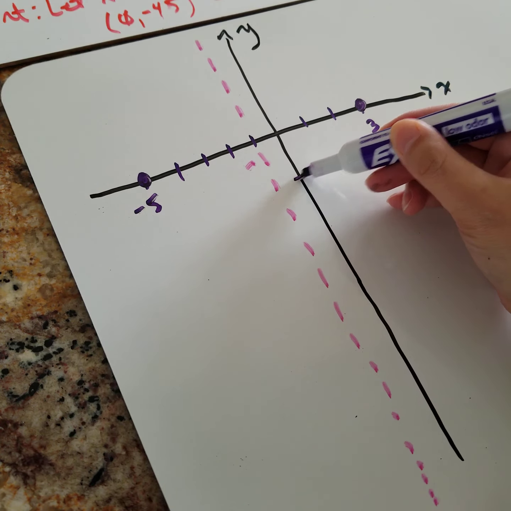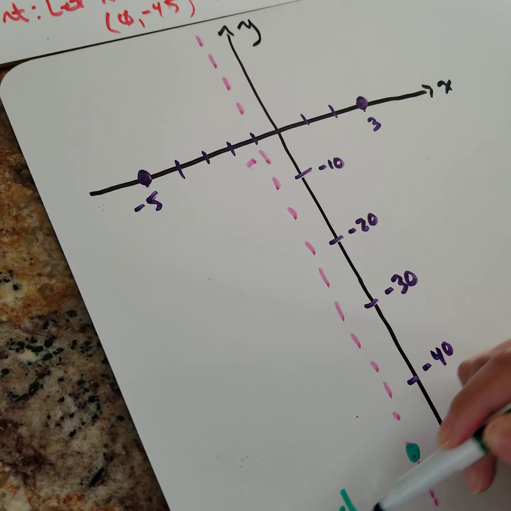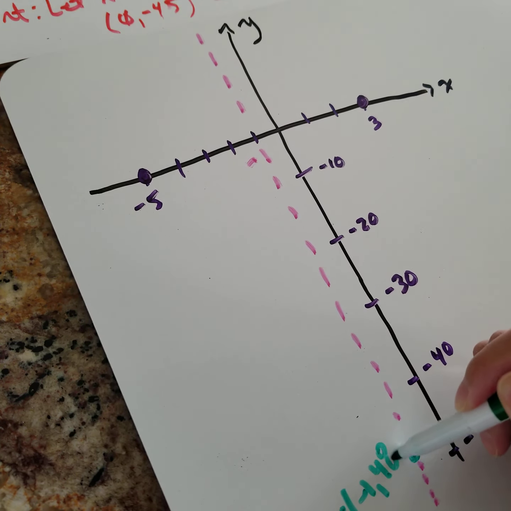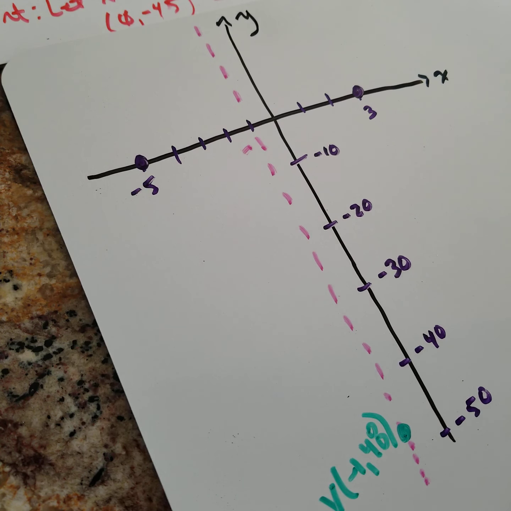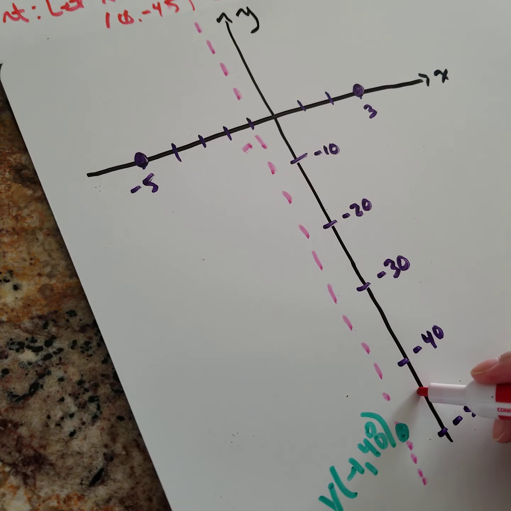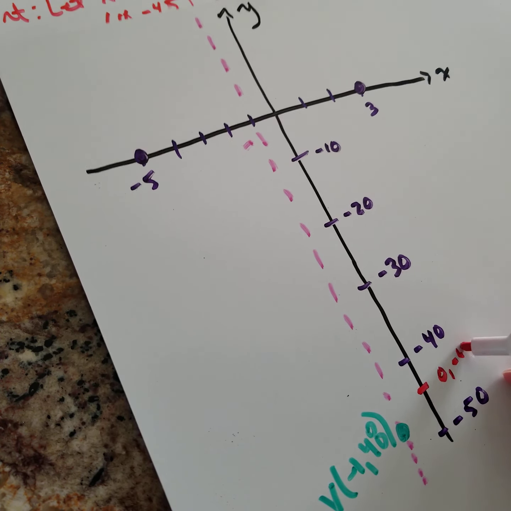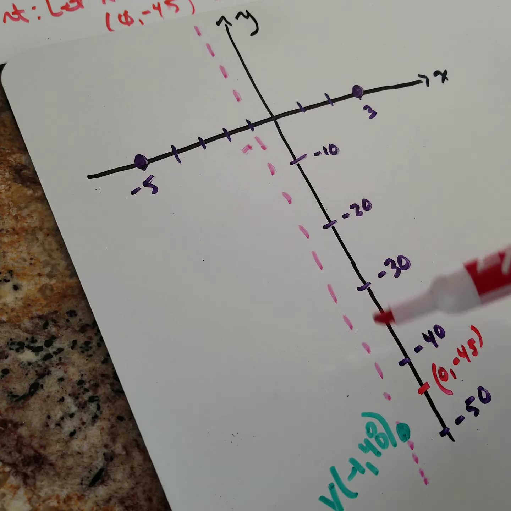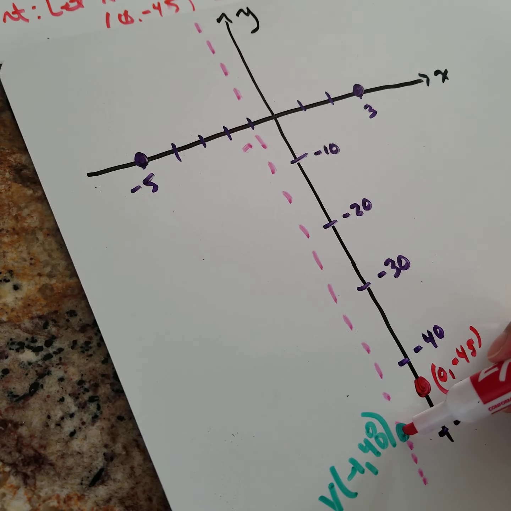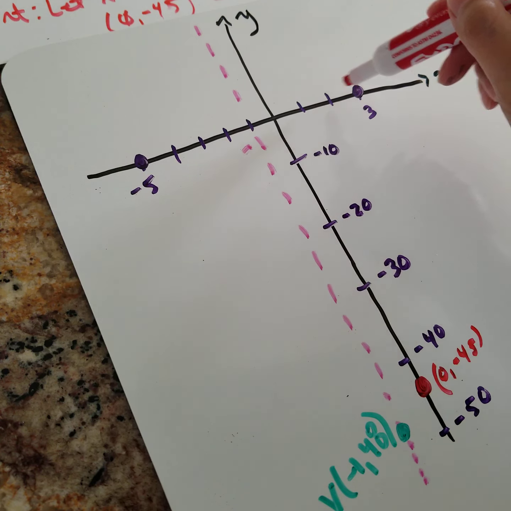So for my vertex, let us plot, I'll do this one in green, negative 1 and negative 48. So negative 1 and negative 48 will be my guesstimate, which is somewhere here. And then I had a y-intercept at 0 and negative 45. So let's plot that one as well. So negative 45 would be somewhere over here, halfway. And since I only have these 4 points, I have a vertex, y-intercept, and these two x-intercepts.